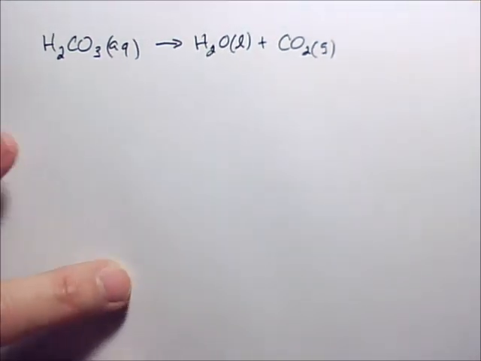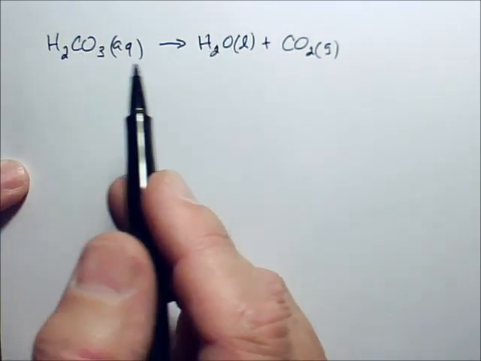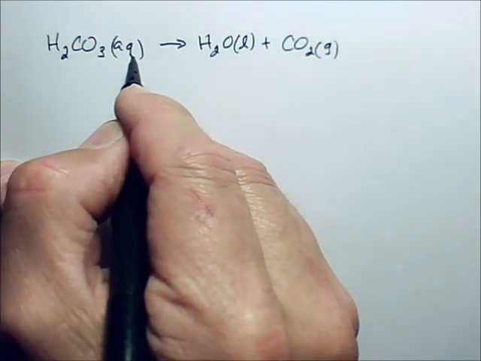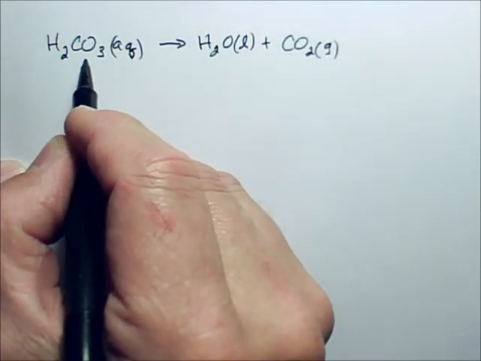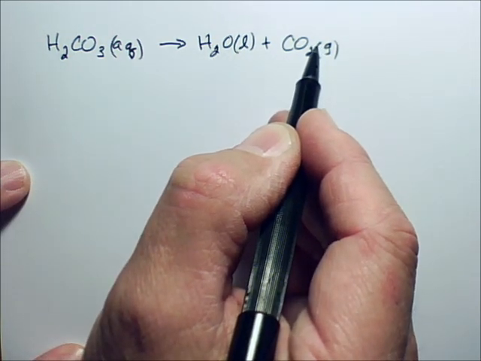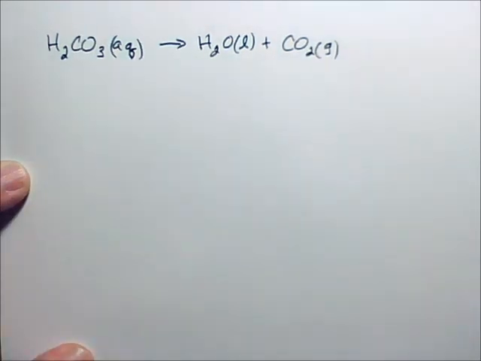All right. We have one species. This is a G over here. We have one species here that's going to break apart into two different species. Okay, this species is breaking up into two or more species here. And that's the definition of decomposition.